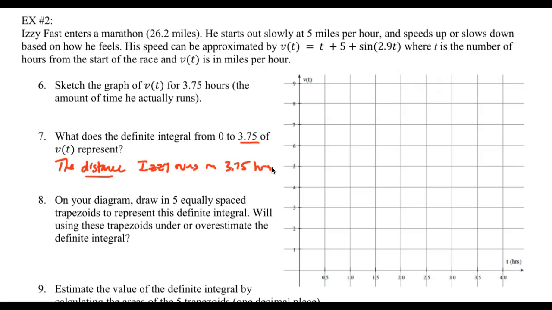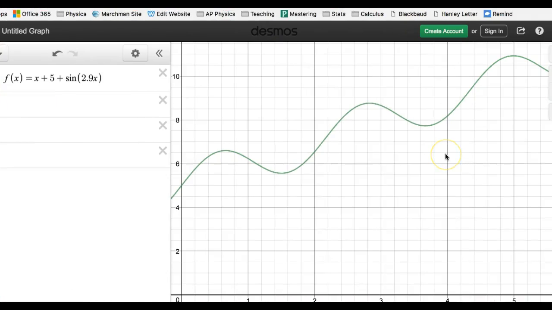So now in my diagram, I want to draw 5 trapezoids to represent the definite integral, and we'll use the trapezoids to determine the area. So I'm going to do this on Desmos because it's a little bit easier to do that way. I'm doing 5 trapezoids. I'm going to 3.75. So that's going to be somewhere right in here, I guess.